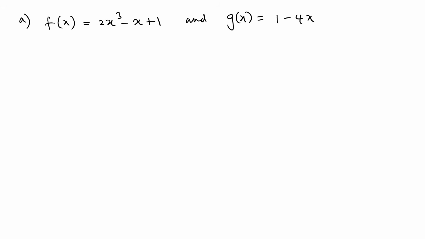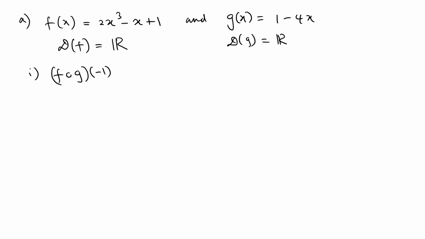So we have f(x) equal to x cubed minus x plus 1 and g(x) equal 1 minus 4x. The first thing we're going to do is find the corresponding domains. These two are both polynomials, so the domain is all real numbers for both of the functions.